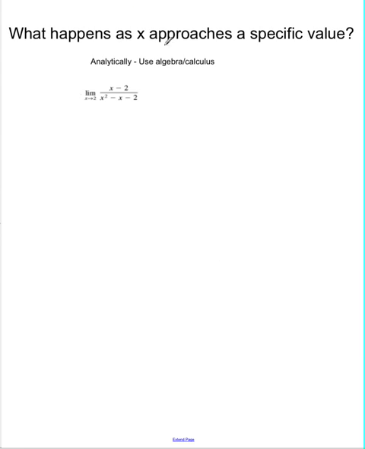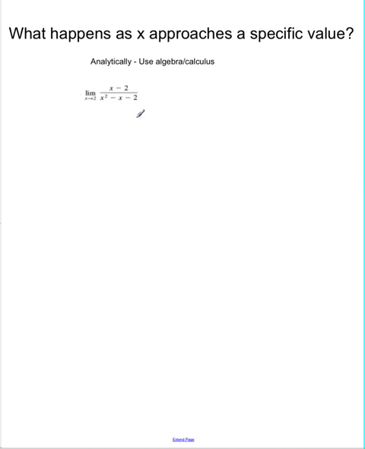Now, let's look at this problem right here. What happens as x approaches a specific value? This is always something we're looking at. Let me change my pen color here. Now, I want to do this analytically. I want to use algebra or calculus to find the limit as x approaches 2 of x minus 2 divided by x squared minus x minus 2.